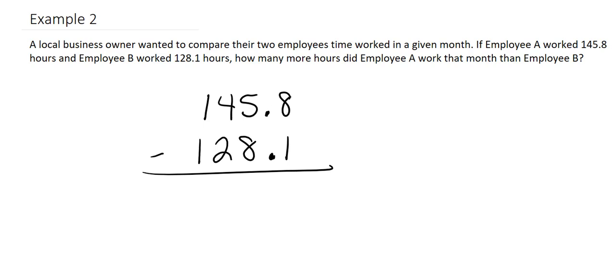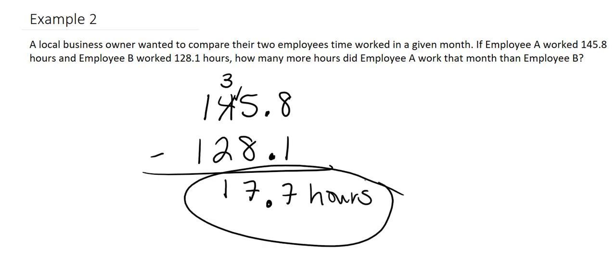So we have now, starting on the right, 8 minus 1. We get a 7, bring down the decimal. 5 minus 8 can't be done, so let's go ahead and borrow from the tens. So that becomes a 3. This becomes 15 minus 8, which is 7. 3 minus 2, 1. 1 minus 1 is 0. So 17.7 hours. That was the difference in hours worked. Now let's do the last example.